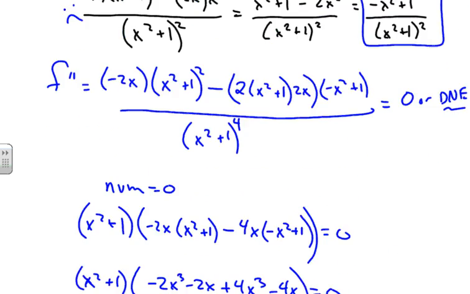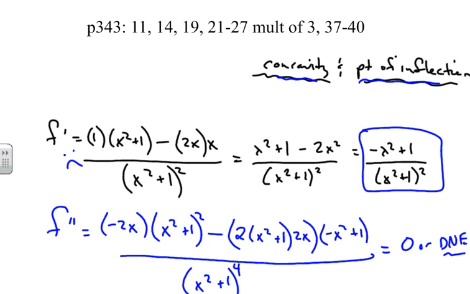But this was number 19. It was a humdinger, and hopefully this will help you on how to do further problems on how to find concavity and points of inflection.